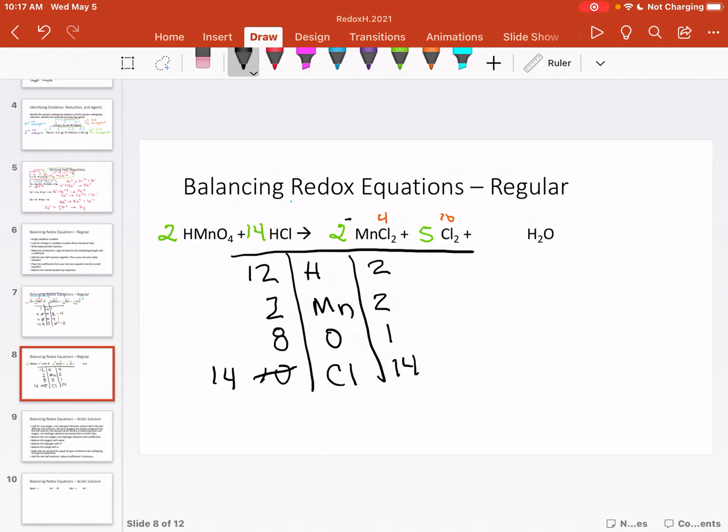But it also gave us now 16 hydrogens. And that's going to be a little bit more user-friendly to balance with 16 to 8 and that 2-to-1 ratio with a quick coefficient here of an 8. Gives me my 16 hydrogens, gives me my 8 oxygens, and we are now balanced with a 2 to 14 to 2 to 5 to 8 mole ratio. It is that odd number that made everything okay.